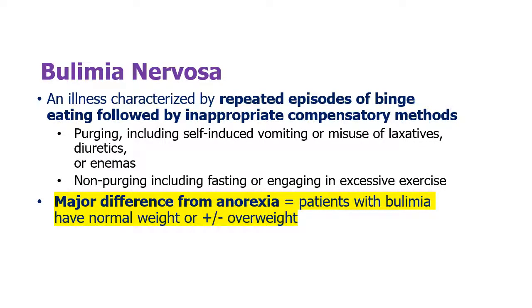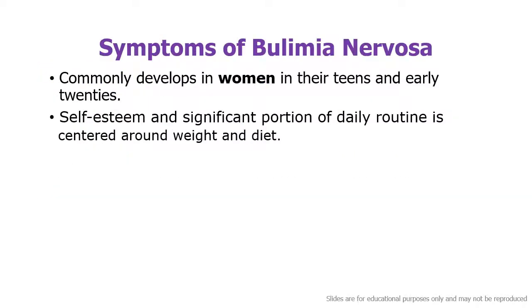Now, bulimia, like anorexia, encompasses many episodes of binge eating followed by inappropriate purging. So it sounds like one of the two types of anorexia. However, the major difference is that in bulimia, these individuals have a normal weight, or they may actually be overweight. We're going to get into these reasons here in a few.